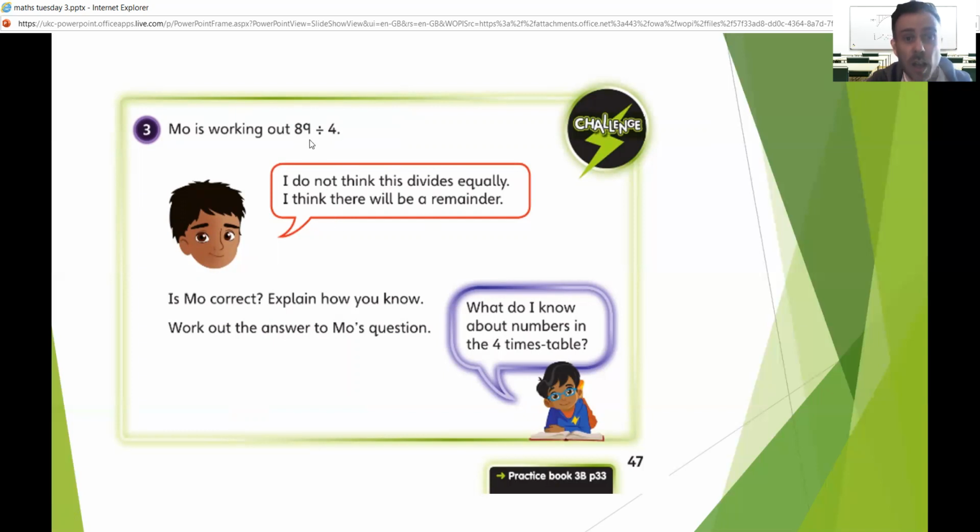And then the answer was, what you could do is partition it. So you've got 80 and 9. And then look how many 80 divided by 4 would be. It'd be 20. And then look how much 9 divided by 4 would be. It'd be 2 remainder 1. So the answer would be 22 remainder 1. 22 with 1 left over. Very well done if you managed to work that one out, because that is pretty well done. If you didn't get it, do not worry.